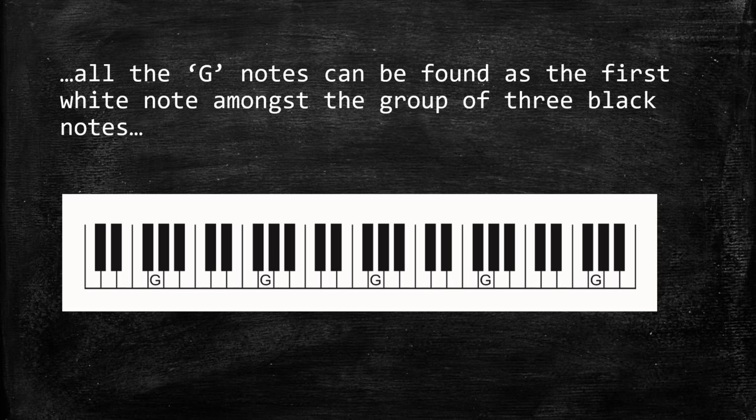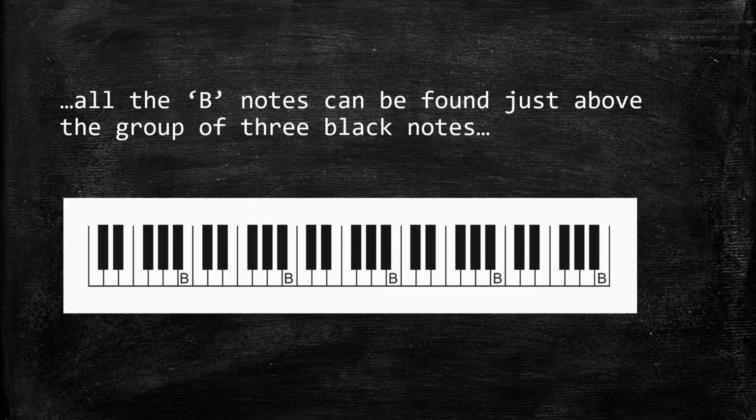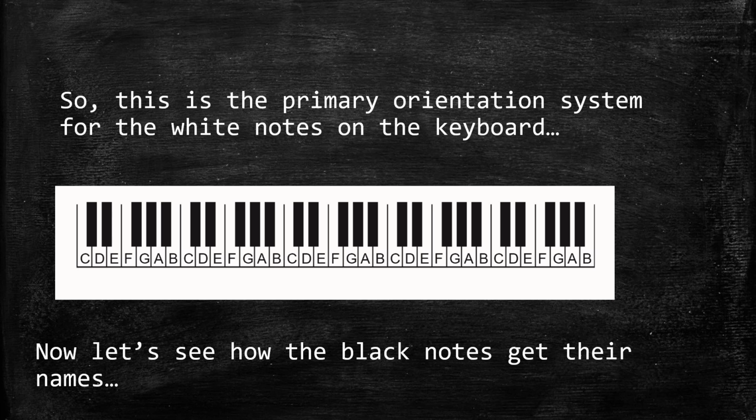All the G notes can be found as the first white note amongst the group of 3 black notes. All the A notes can be found as the second white note in amongst the group of 3 black notes. And all the B notes can be found just above the group of 3 black notes. So this is the primary orientation system for the white notes on the keyboard. Now let's see how the black notes get their names.